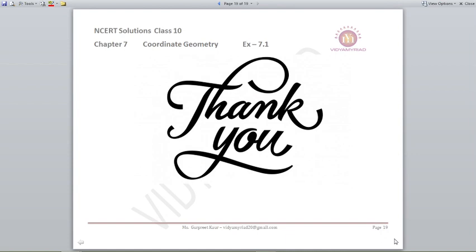That's all for this exercise, children. I hope you found the distance formula very easy. You have to just remember one formula and see that whatever is asked in the question, you are able to prove that. I always write the formula first and then put the values in it and then try to solve it.